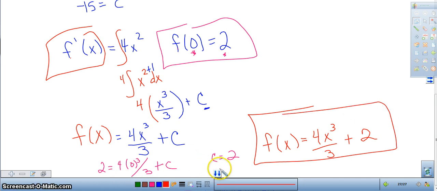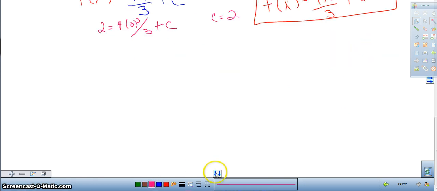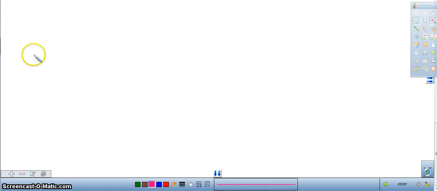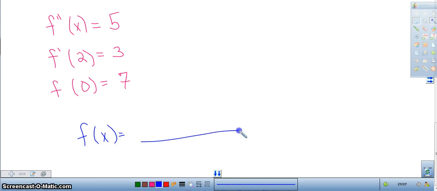One really cool thing that you can do, and I love problems like this because it makes you think about your derivatives and integrals, so you can expect to see these. Let's say your second derivative f''(x) equals 5. Your first derivative f'(x) evaluated at 2 equals 3. Your function evaluated at 0 equals 7. And all I want is just the original f(x). What does f(x) equal?